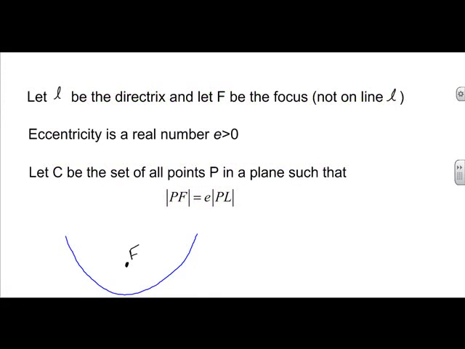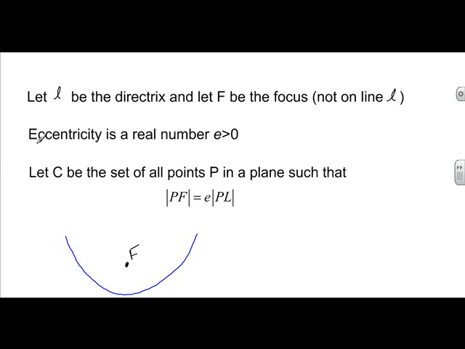Another approach to working with conic sections, parabolas, ellipses, and hyperbolas is called the eccentricity and directrix approach. So we're going to start by letting line L be the directrix and point F be the focus. And it's important to know that point F is not on line L.